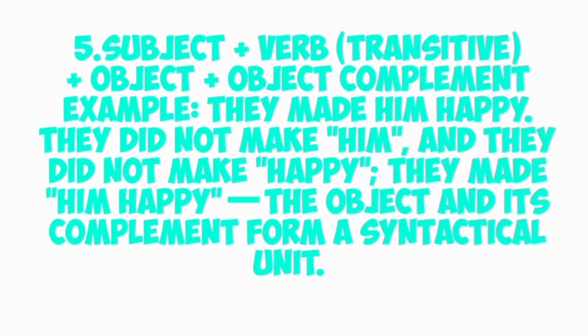Number 5. Subject plus transitive verb plus object plus object complement. Example, they made me happy. They did not make him, they made him happy. The object and its complement make a syntactic unit.